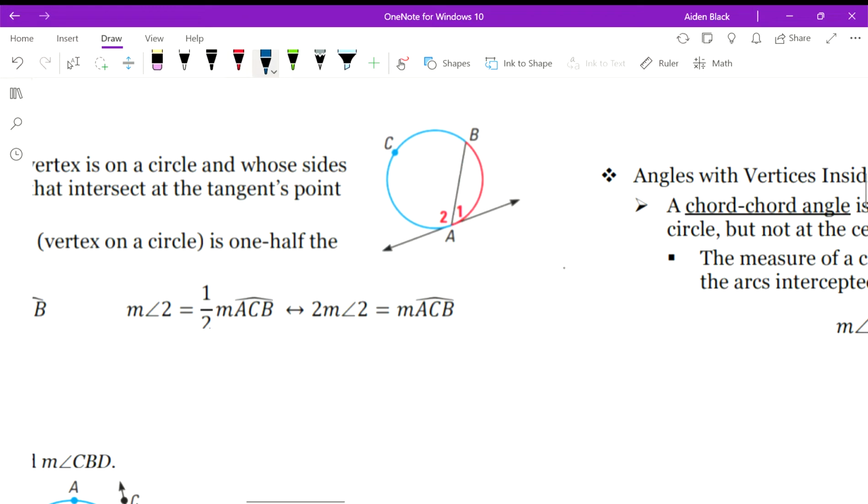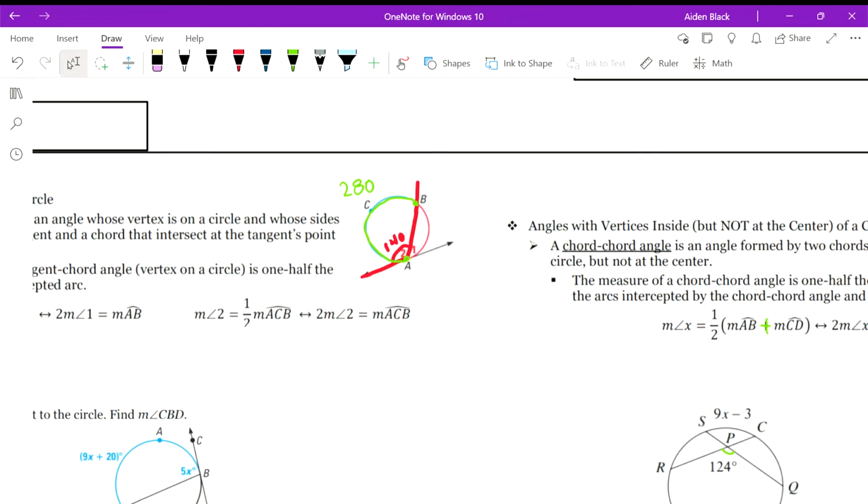In the case that, let's say, this angle right here, created by the tangent and chord, were 140, we would know that arc BCA is 280 because it's 2 times that angle. So again, it's very much like the inscribed angles.